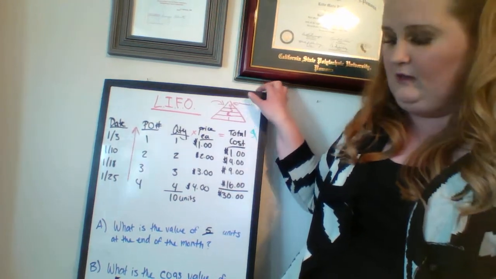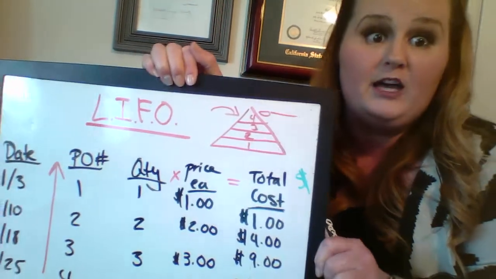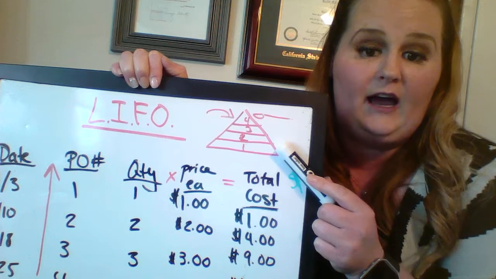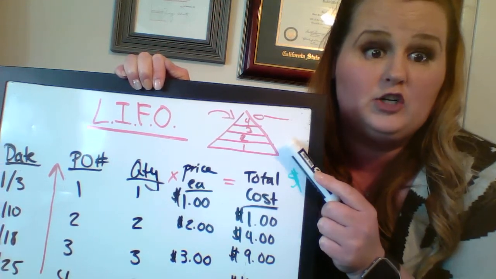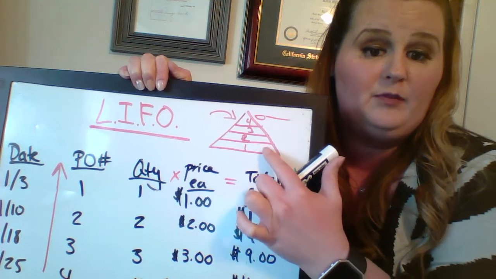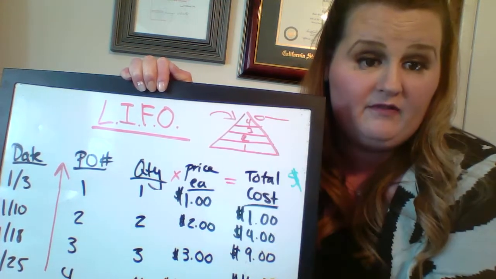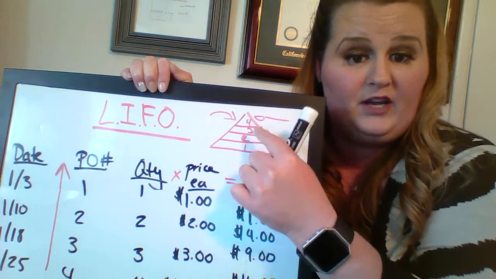So let's see if I can move this closer to you. So for LIFO specifically, imagine us pouring out the first bag. So the first purchase order is going to be the one that sits on the table, right? So here would be PO1, and then if you were to add in PO2, would stack on top of it in that container, PO3 and PO4.